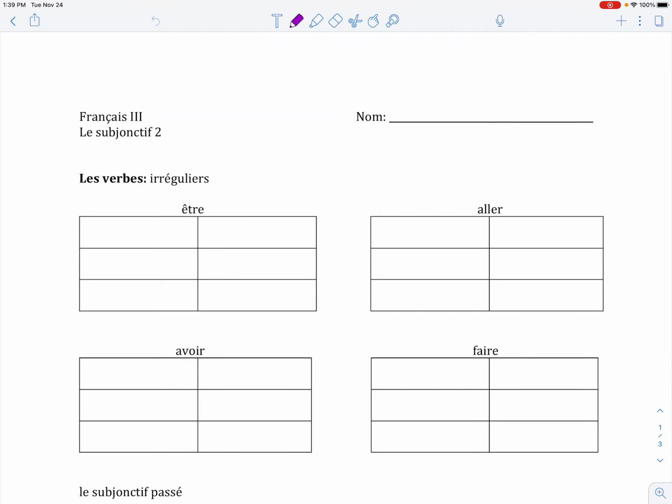This is the subjunctive 2, and this is your first set of irregular verbs in the subjunctive. You'll get just 4 in this lesson, and then we'll talk about past subjunctive. So, your conjugations of the irregular verbs.